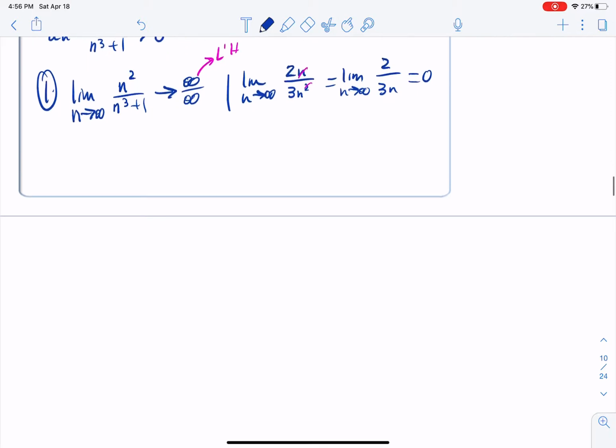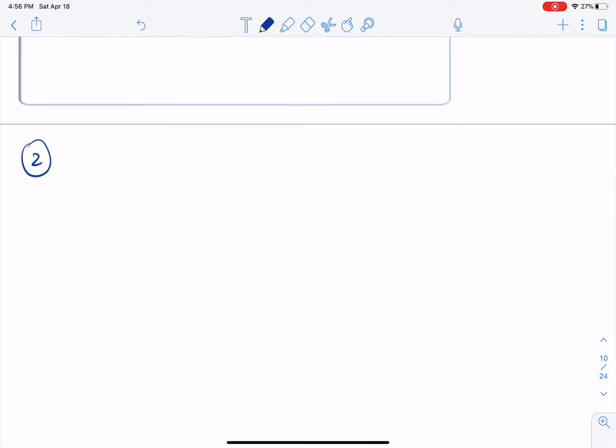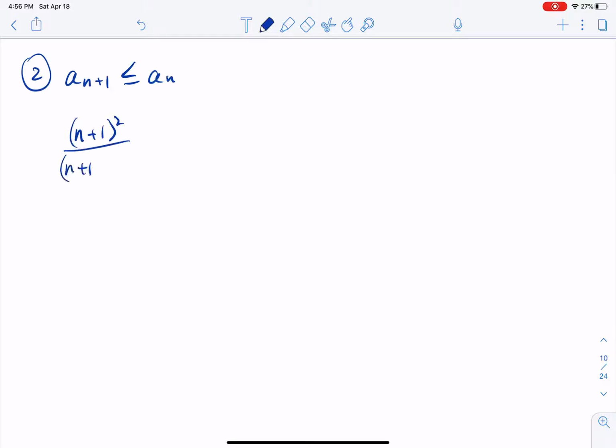All right, let's look at the second part. What I'm supposed to do is show that the terms are decreasing. I want to show that the n plus 1th term is less than or equal to the nth term. So for us, that would be n plus 1 squared over n plus 1 cubed plus 1 is less than or equal to n squared over n cubed plus 1.